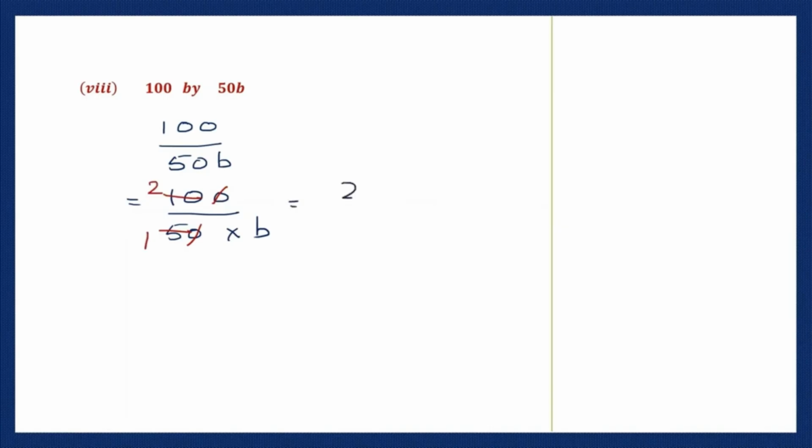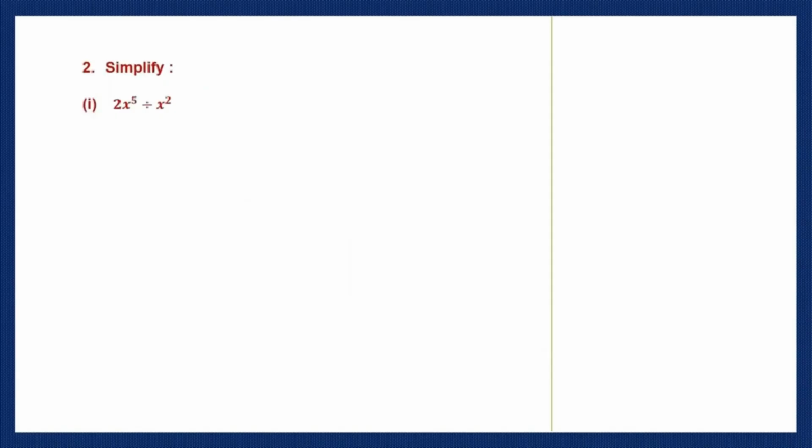Question 8. 100 divided by 50b, which is 100 by 50 into b. So what can I cancel? Let me cancel the zeros. Now I have 5 and 10. 5 ones are 5, 5 twos are 10. So what do I have here? I have 2 by 1b, which I can write as simply 2 by b. So this is my final answer.